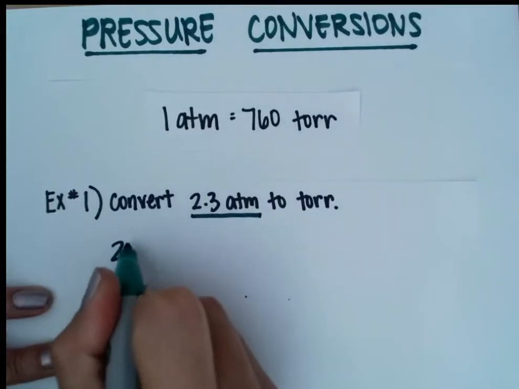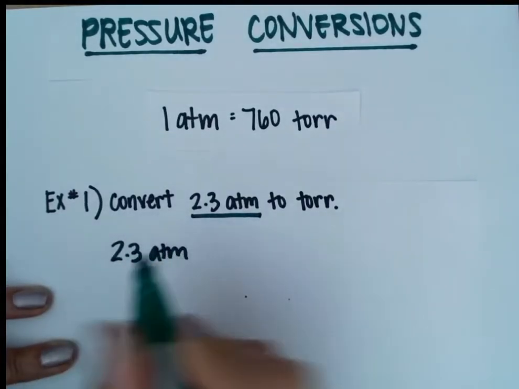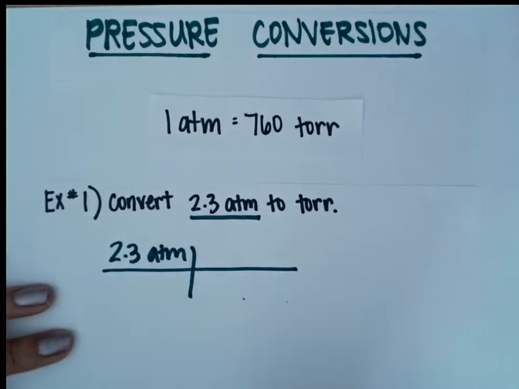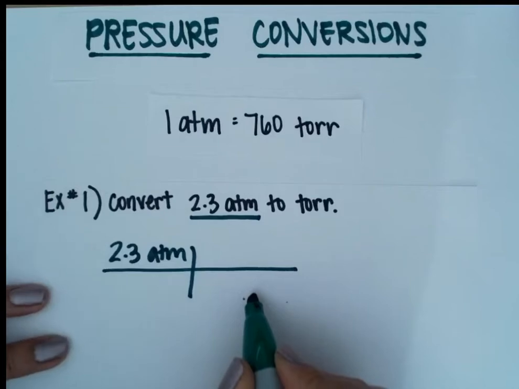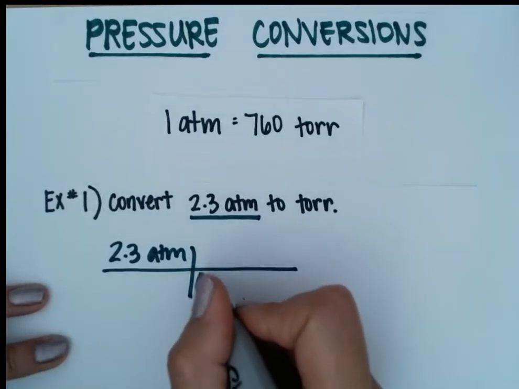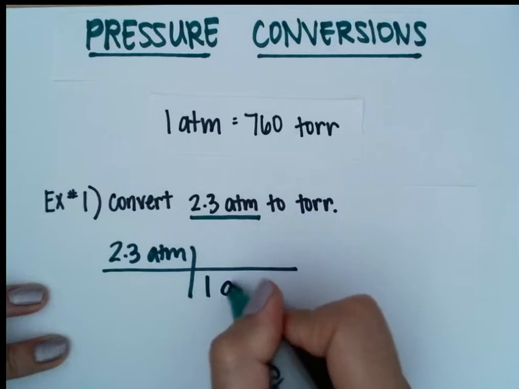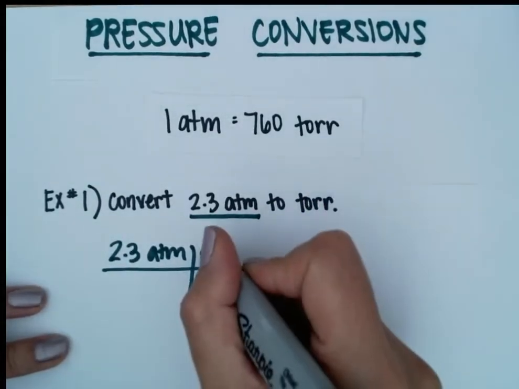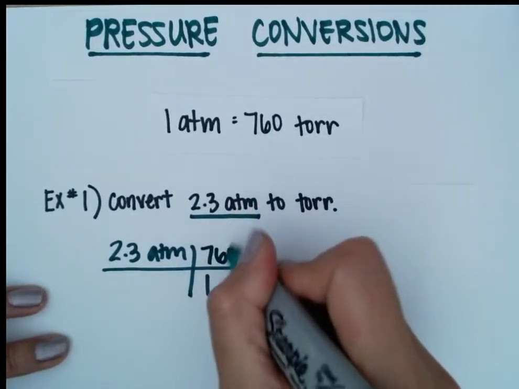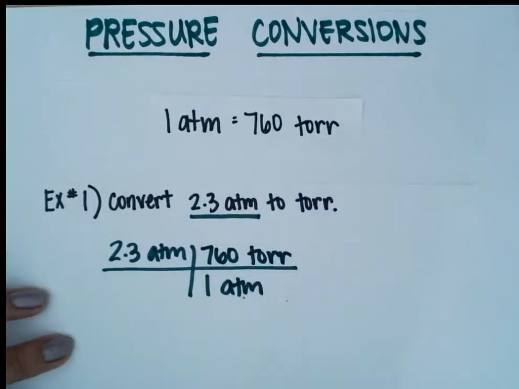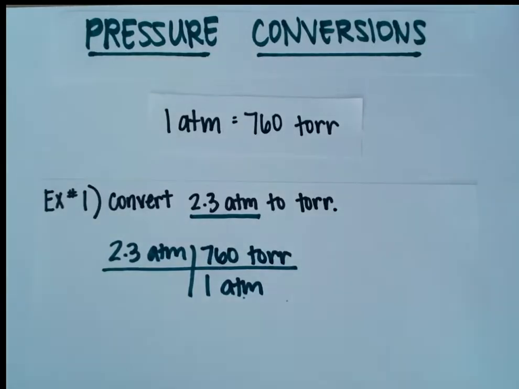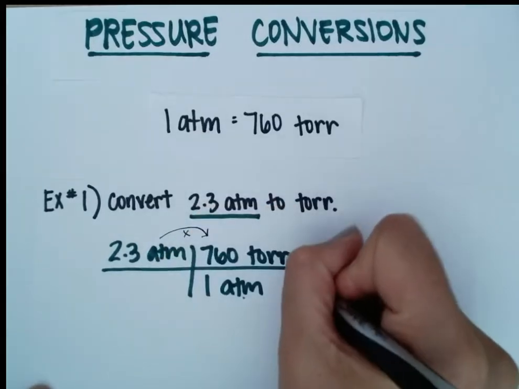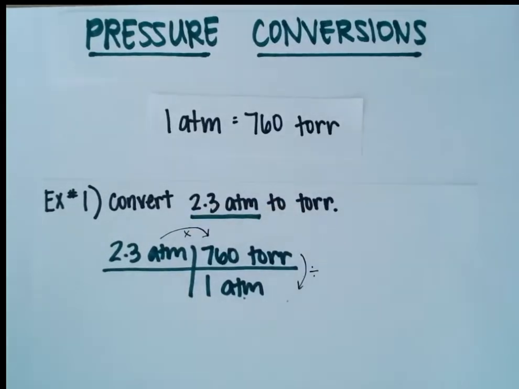So 2.3 ATM. Go ahead and make your T-chart. Whatever unit is up here is the same unit that has to go down here. So in this case, we're going to take the 1 ATM from over here and put it on the bottom because we want those units to cancel out. And then whatever that's equal to, which is 760 torr, we are going to put up top. Just a reminder, when you're doing the math for your T-chart, you are multiplying across and dividing top to bottom.